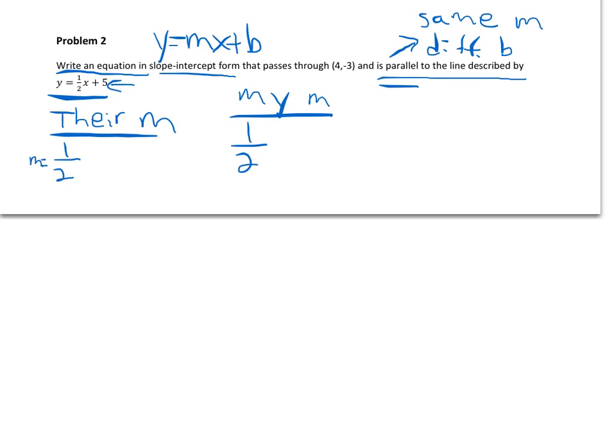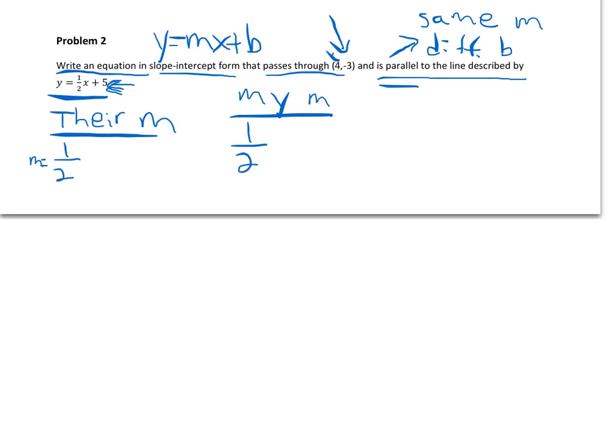They have the same rise, the same run. Okay? If their line is this one right here with a slope of 1/2, I know that my line that runs parallel to theirs also has a slope of 1/2. Now, I don't know what the y-intercept is yet, but it also gives me the slope-intercept form of my line that passes through this point.